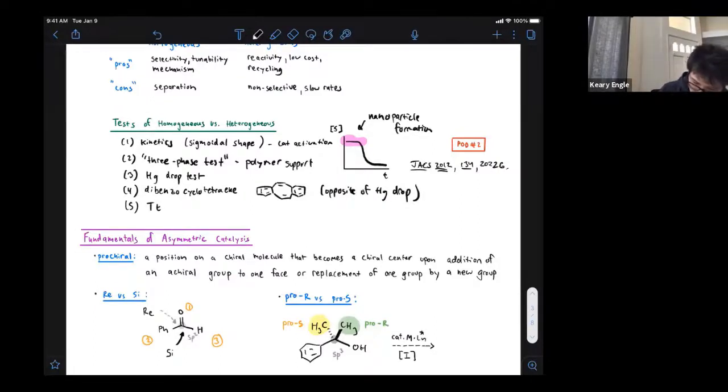And then the last one you could do is TEM imaging to look for nanoparticles. And then of course you could re-isolate those nanoparticles, subject them to reaction conditions and see if they're competent catalysts. And I think in the Hartwig paper, if I'm not mistaken, these are the two experiments that they actually did to support that it was indeed a heterogeneous process.